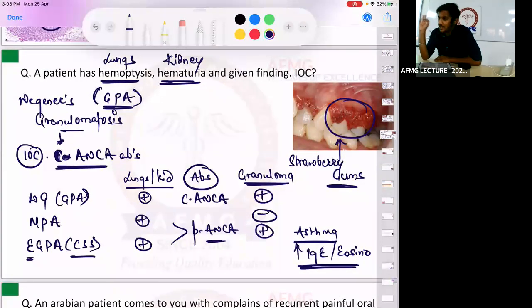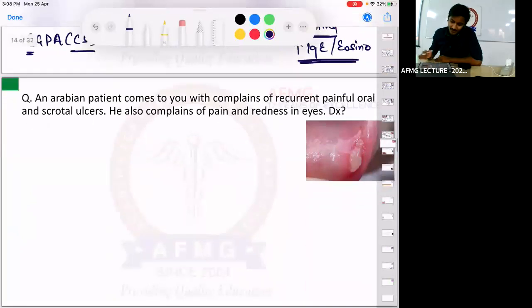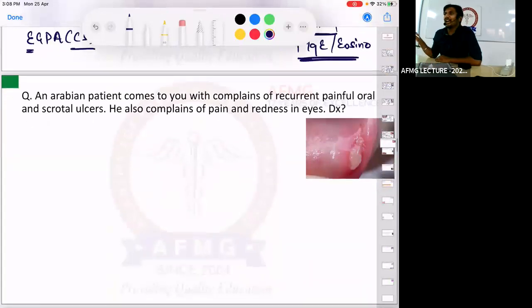Investigation of choice for Wegener's granulomatosis, and what is the drug of choice? The drug of choice is, if not in the options, then you can mark steroids or azathioprine. Okay? Cyclosporine would be the last drug I would prefer. It would be the last drug because we prefer according to the side effect profile.